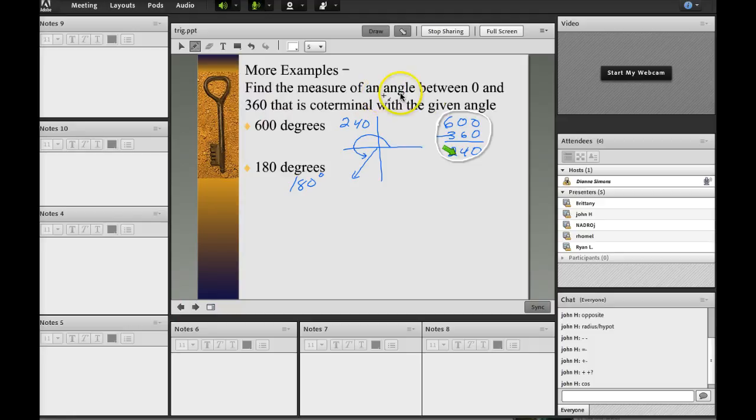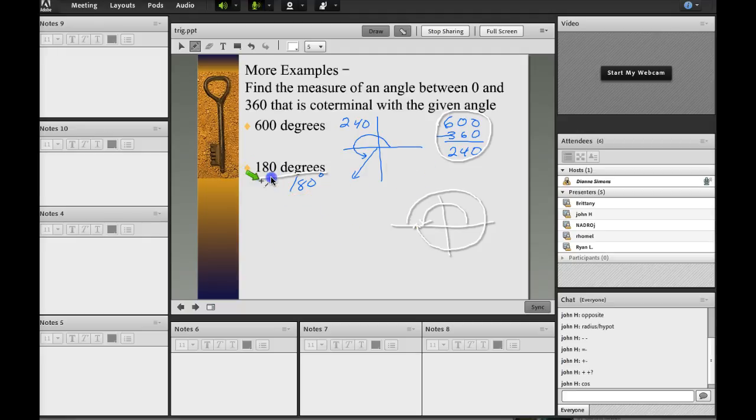Okay, what about 180 degrees? We want to find the measure of an angle between 0 and 360 that has a coterminal angle with 180 degrees. Okay, so 440? Let's see, 360 and 180. It's got to go the other way. 360 plus 180 is 540. But you said minus. Oh, minus.